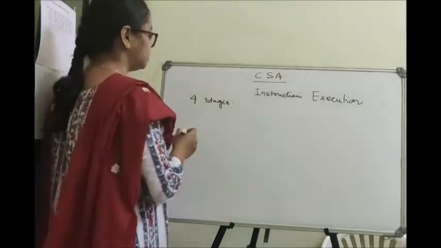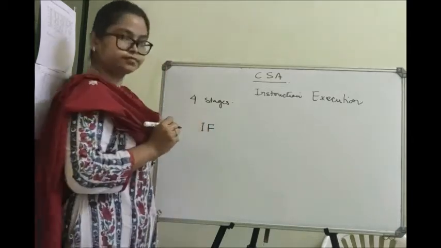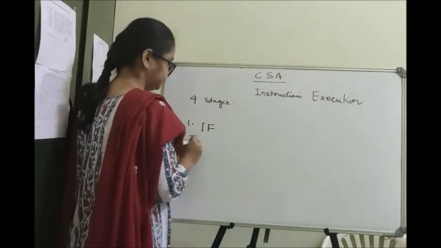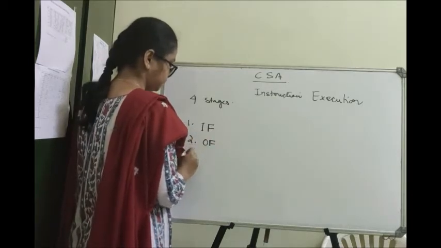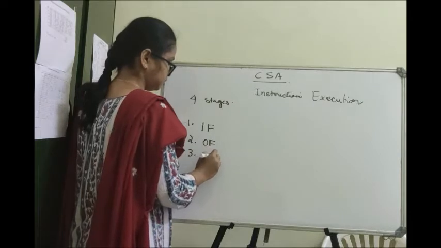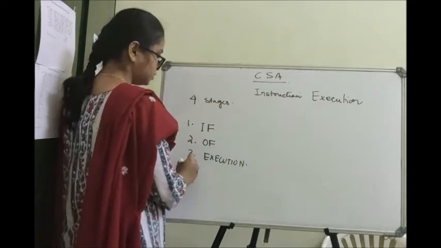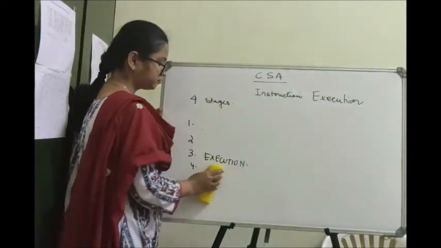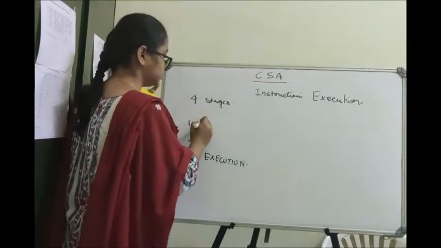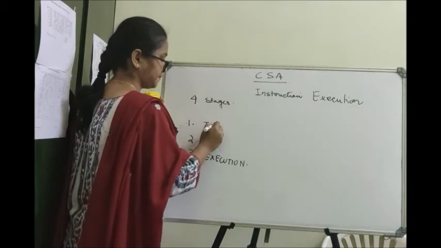First stage is instruction fetch. Second step is operand fetch. Third step is execution. Fourth step is write back. I'll write the full forms so that you are not confused. First of all, we need to fetch the instruction. That is, instruction fetch.